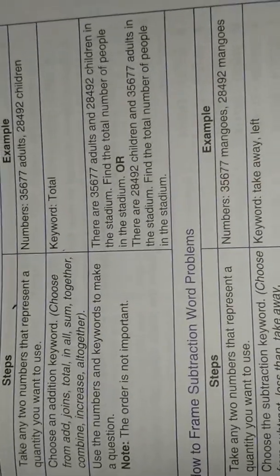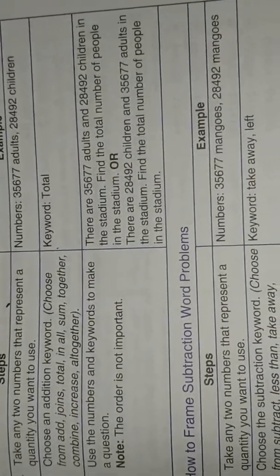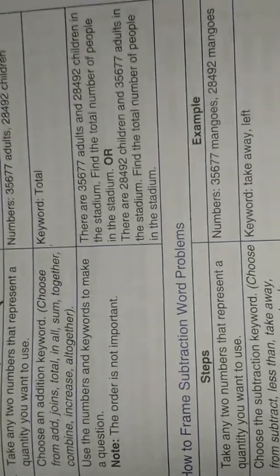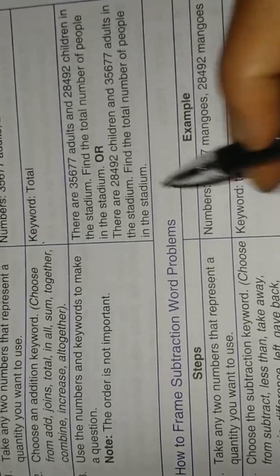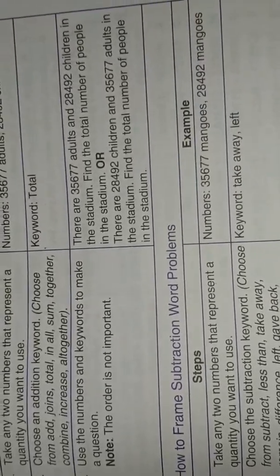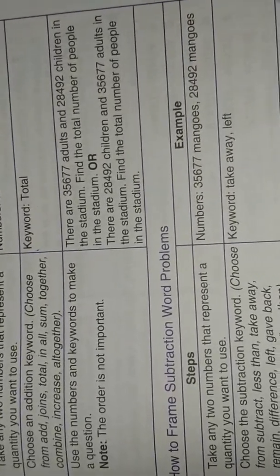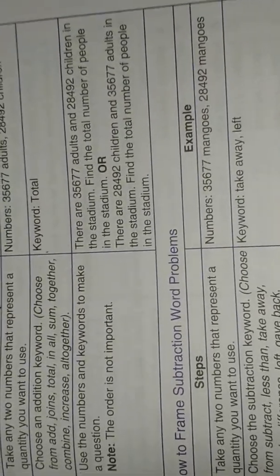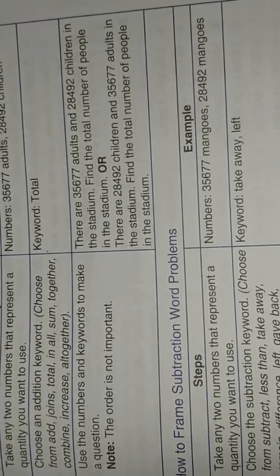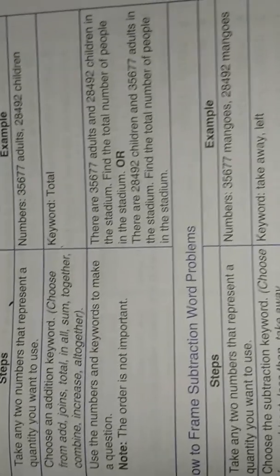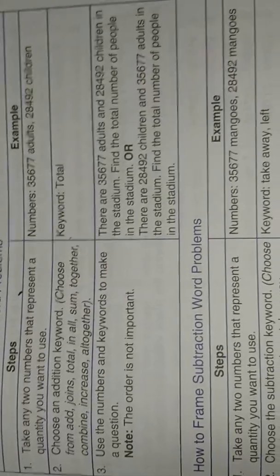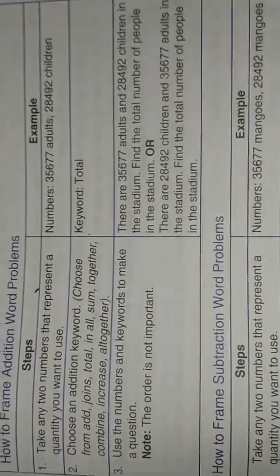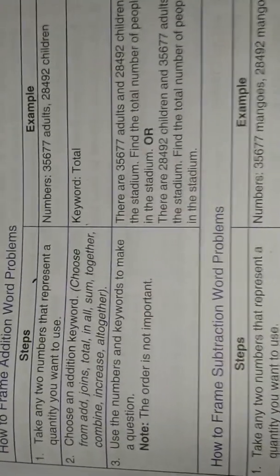So what did we do here? In the first question we have to write the bigger number first and then the smaller number. Now in the second question we can write like that also. There are 28,492 children and 35,677 adults in the stadium. Find the total number of people in the stadium. So like that also we can write, not an issue, but we have to be careful about choosing the keywords. That is the important thing.